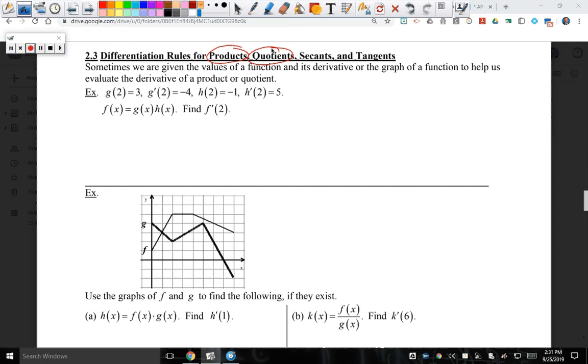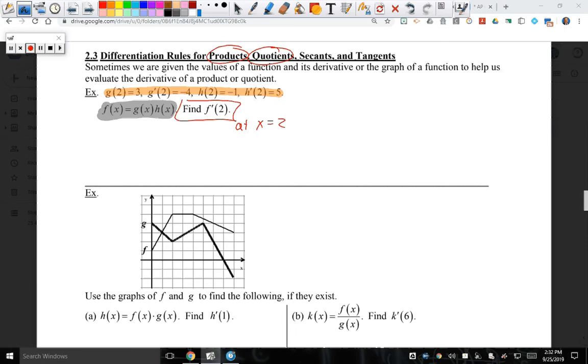Alright, so you're given all this information and you're also given this function, f of x. And we're trying to find what is the derivative of f of x, particularly at x is equal to 2. So the at moment for this example is at x is equal to 2.